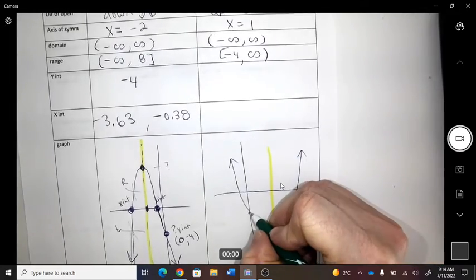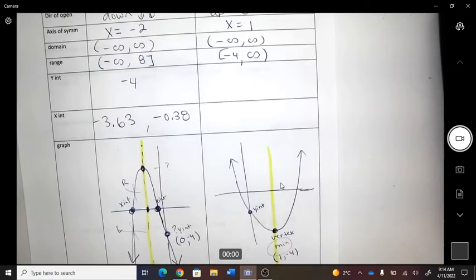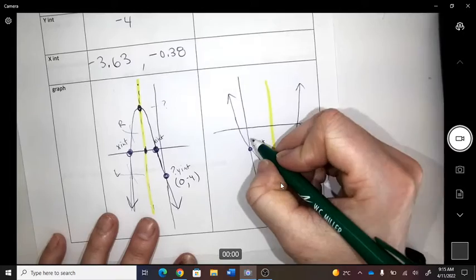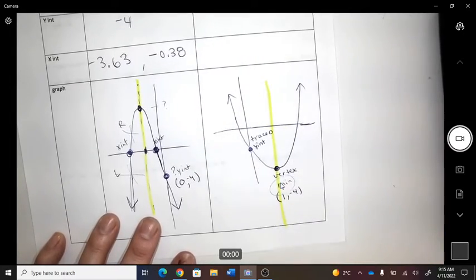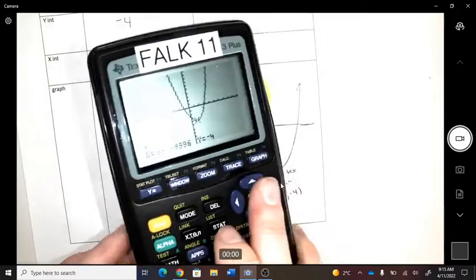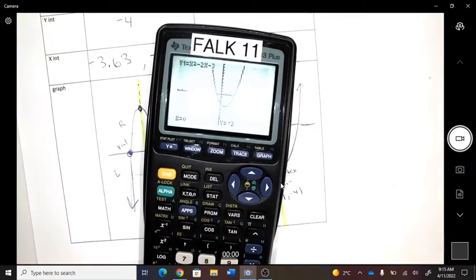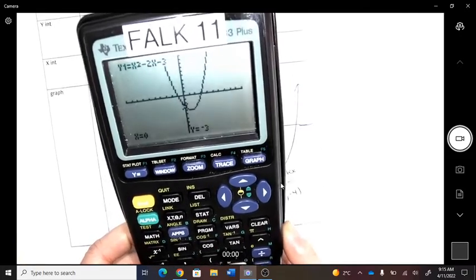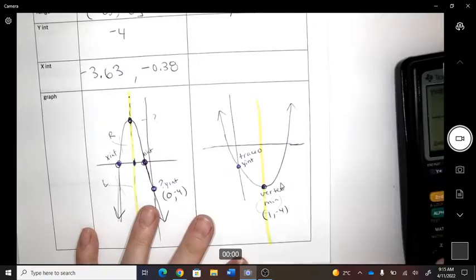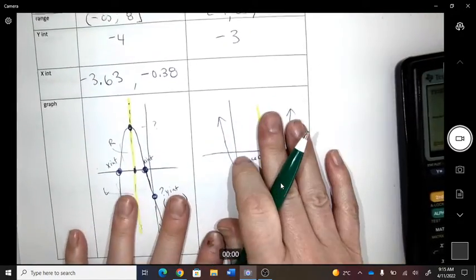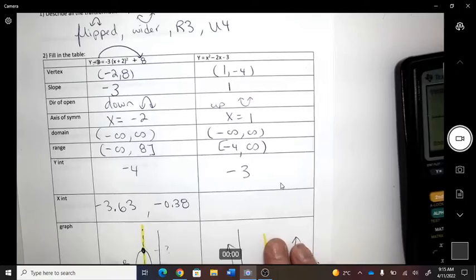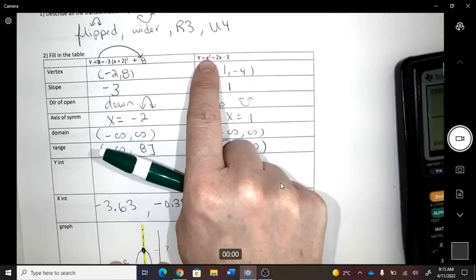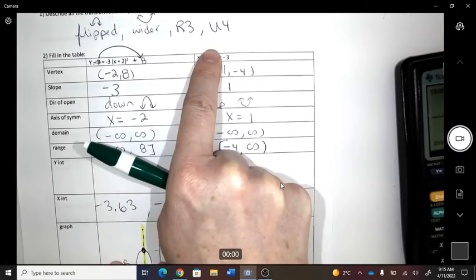Okay, next we need the Y-intercept. So for this, I'm going to trace 0, right? I tell my mouse, hey, go to 0. So when it goes to 0, that is a negative 3. Does that match anything when I look at the equation? Yeah, it matches that, because if x is 0, that would be gone.